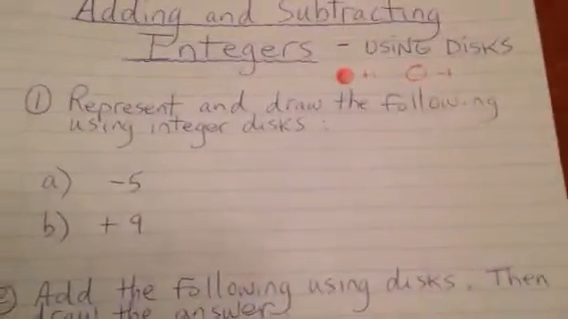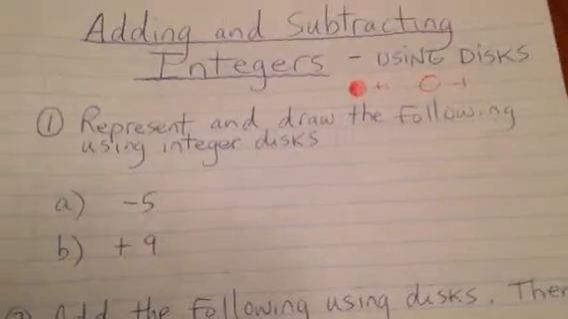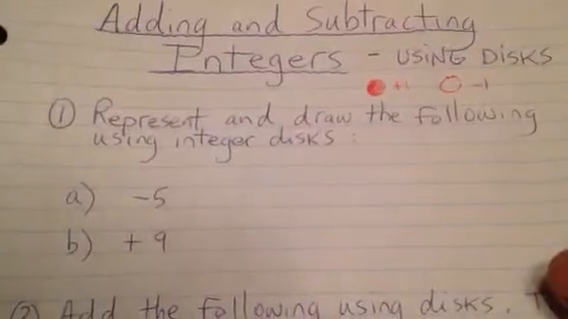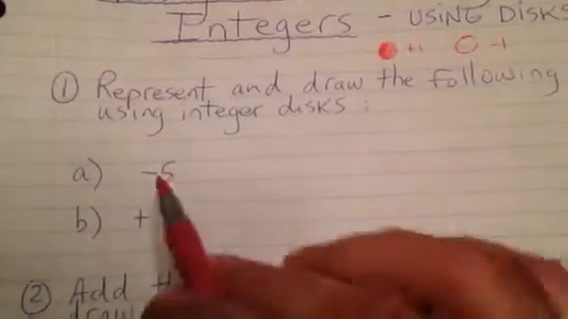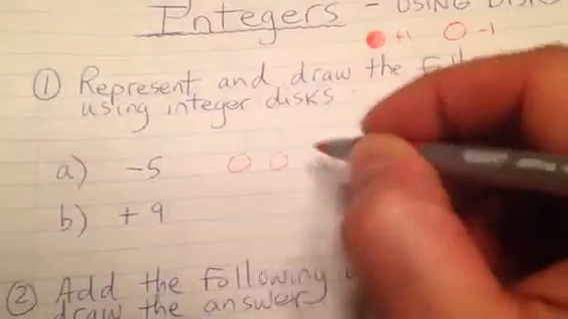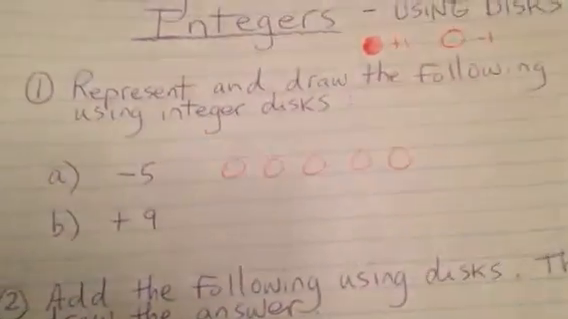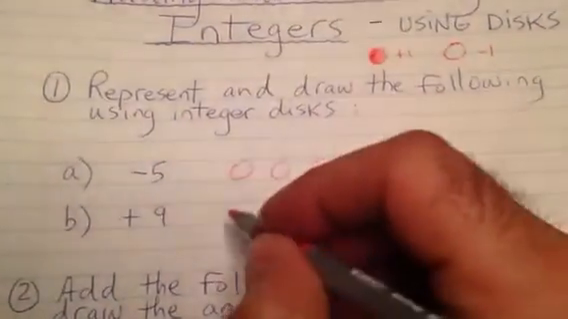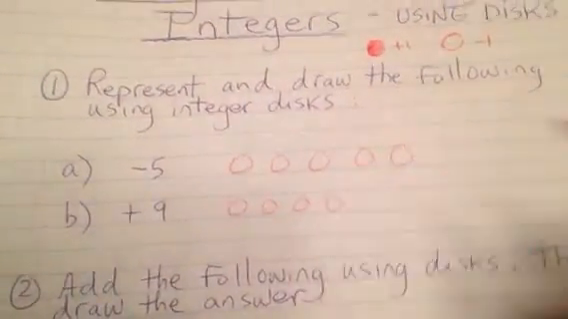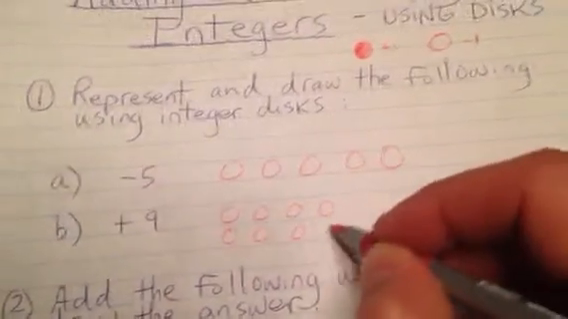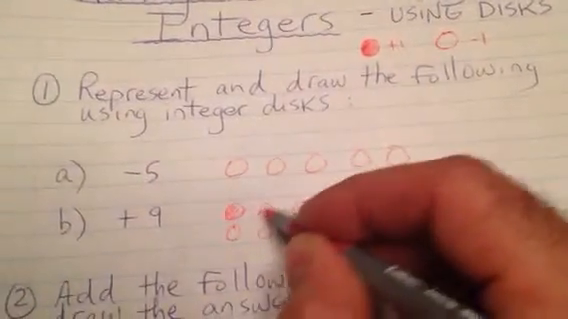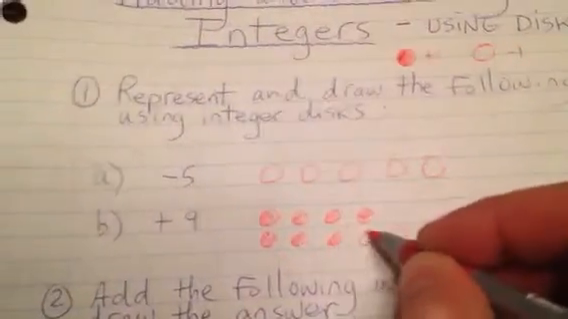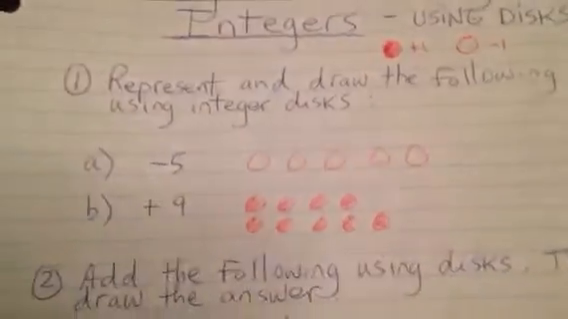It's represent and draw the following using integers. So when we represent, it means draw. If you had tiles, you could actually manipulate, but we don't have them, so we're just going to draw. So -5 just means represent -5. So there's what we do. -1 is each one of these, so we have 5 of them, -5. +9, so we have 4, and I'll add another 5, and we shade them all in very quickly. So that's basically the first thing I do in grade 8, just to review representing what the integer looks like.